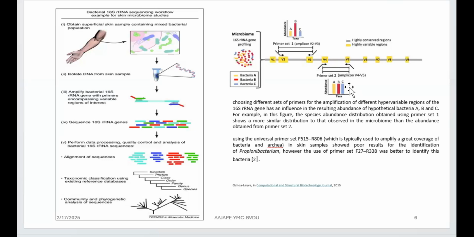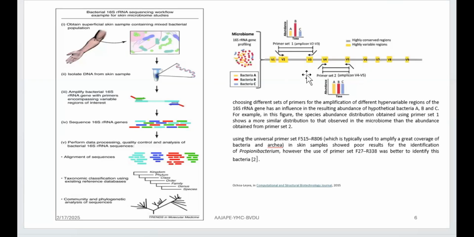So if you choose these different zones, amplification, and that is sequenced, and then that is used for finding the sequence match, surely you are going to have an abundance of hypothetical bacteria getting identified, right?